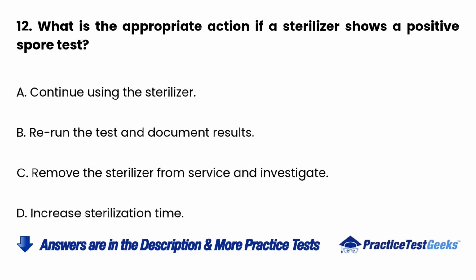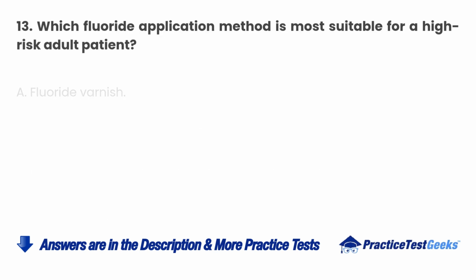12. What is the appropriate action if a sterilizer shows a positive spore test? A. Continue using the sterilizer. B. Rerun the test and document results. C. Remove the sterilizer from service and investigate. D. Increase sterilization time.